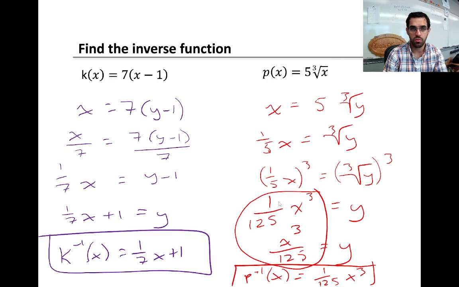I would say there's two different ways to write the expression of the inverse for this p, or p inverse. You could write the 1 over 125 as the coefficient on the x to the power of 3, or you can make x to the power of 3 a fraction over 125. Either way is fully acceptable.